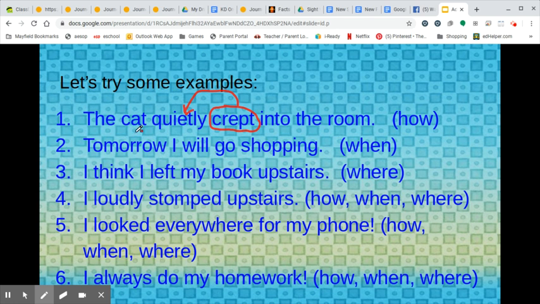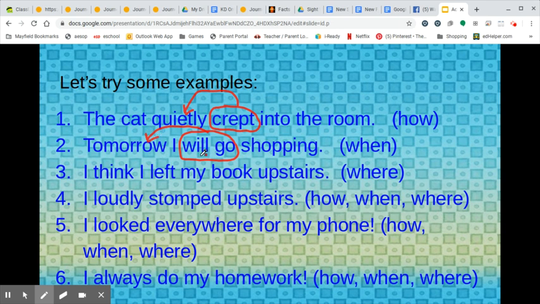Number 2, tomorrow I will go shopping. This adverb is going to tell when. So what is the verb? What is the action in this sentence? That's right. The action is go, or actually will go. And when you have will in front of a verb, that means that it's going to happen in the future. So when will I go shopping? I will go tomorrow. That would be your adverb.